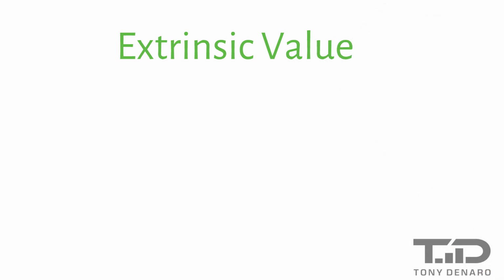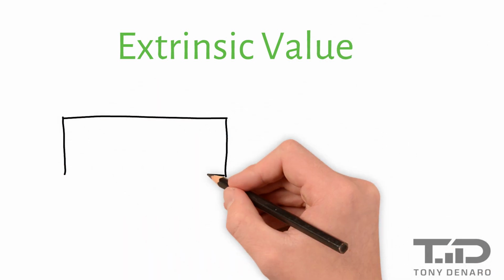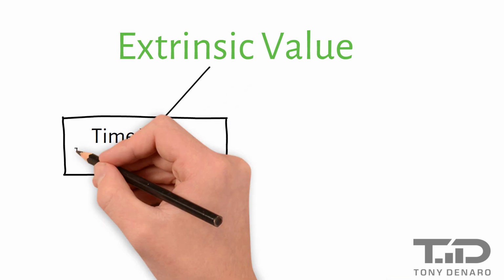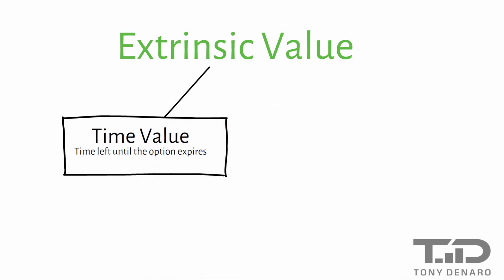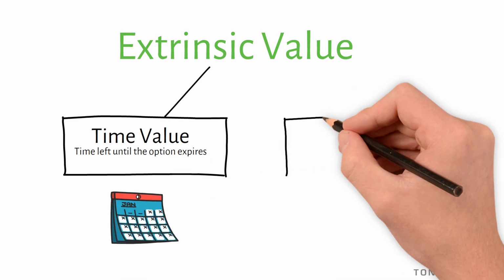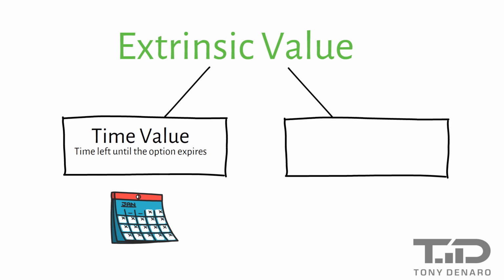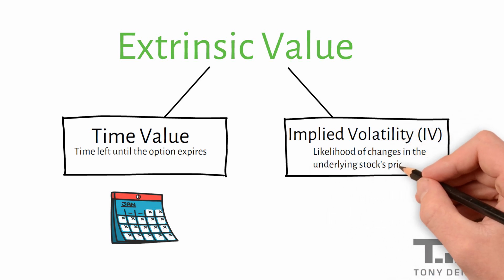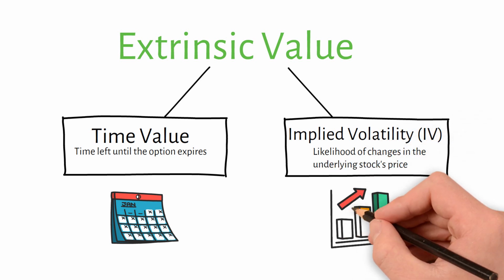One more thing about extrinsic value. It's composed of two components: time value, which is the time left until the options expire, and the implied volatility, often what we call the IV. The implied volatility is simply the likelihood of changes that the market expects in the underlying stock's price.